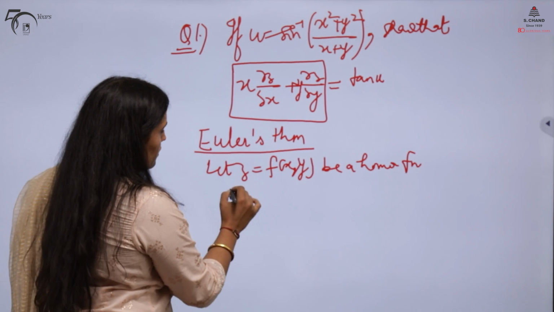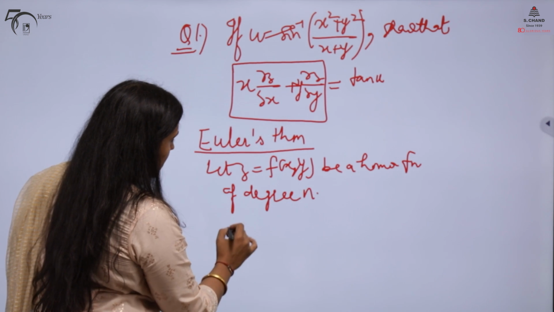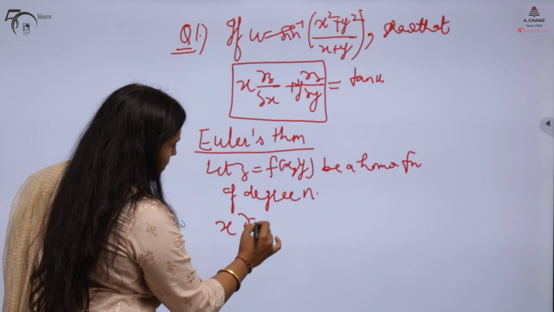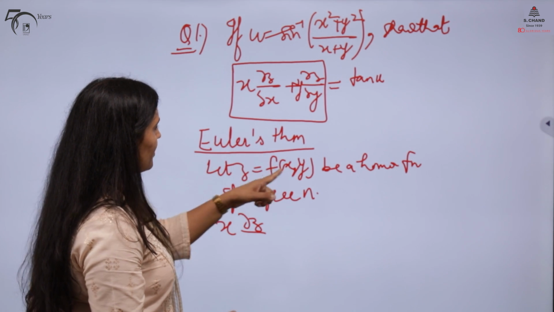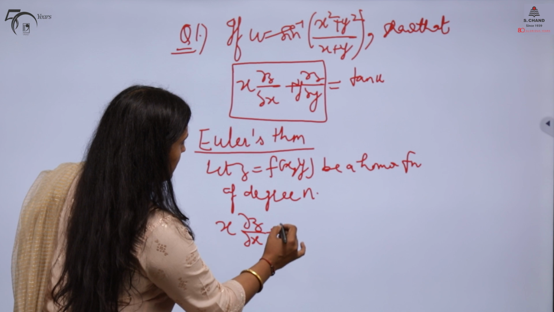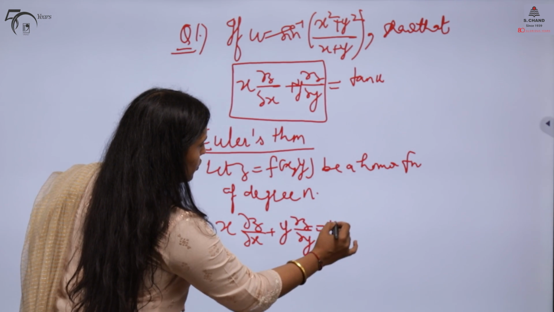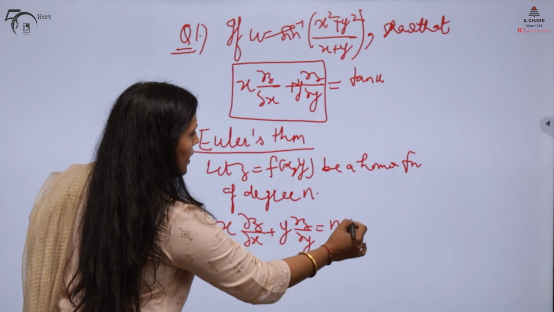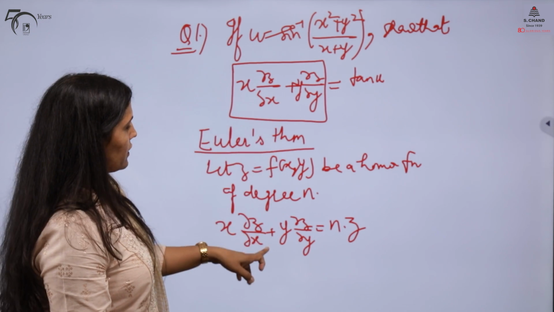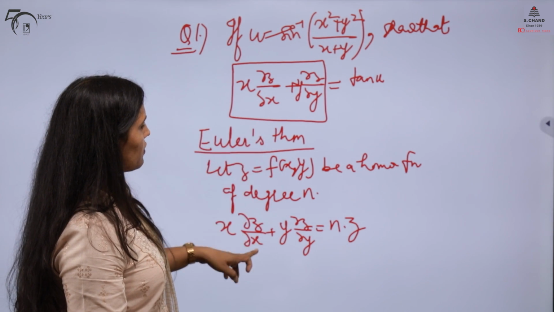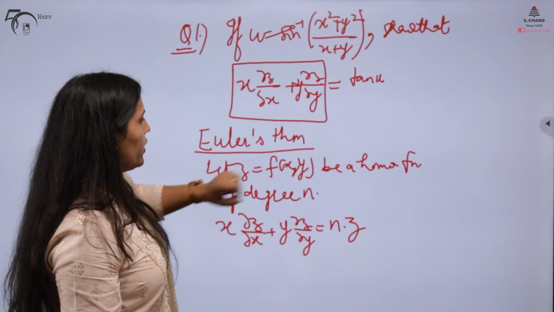If it is a homogeneous function of degree n, then your theorem says that x del z by del x, partial derivative, already we have studied in the last lecture, plus y del z by del y will be equal to this degree n multiplied with z. So you can see this question and the theorem statement are almost completely similar. It means this type of question you can solve by Euler's theorem only.